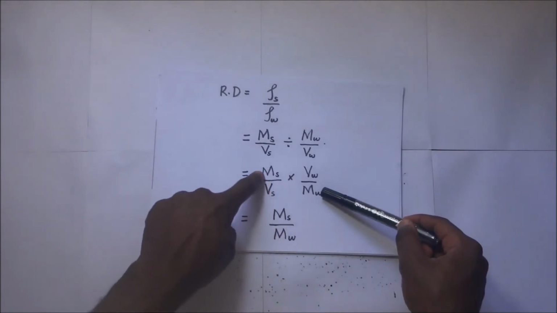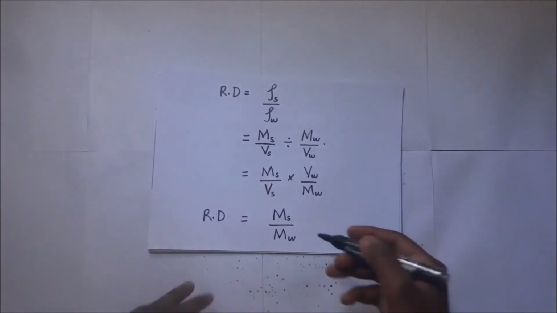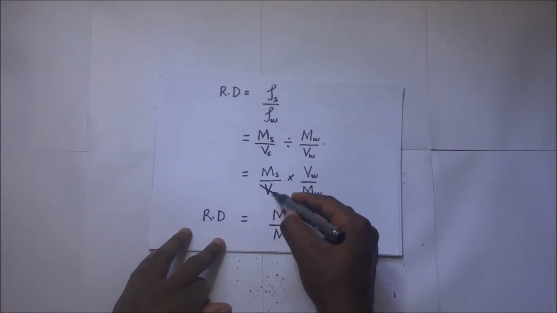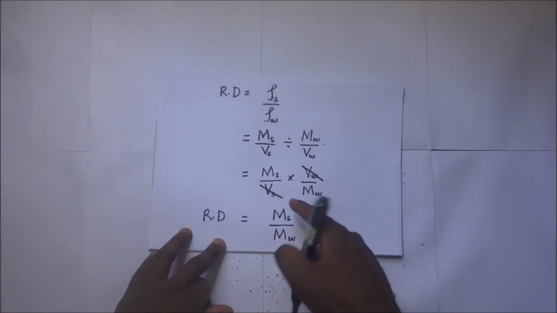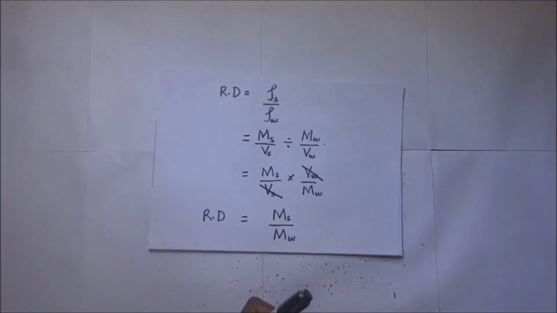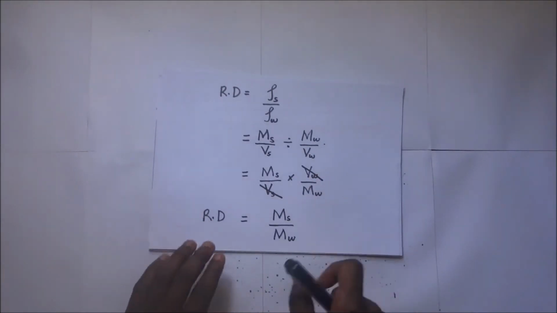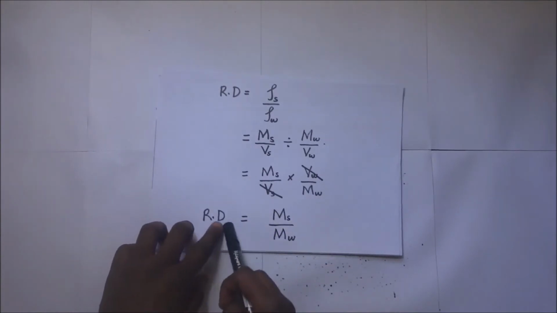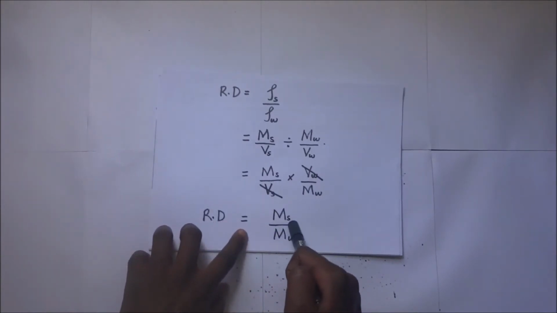Multiply that by mass of substance over mass of water, and definitely this volume of water and volume of substance will cancel out. It means that the volume of this substance and the volume of the water are the same for them to be able to cancel out. And when they cancel out, you remain with relative density being equal to mass of substance over mass of water. So what does that mean?